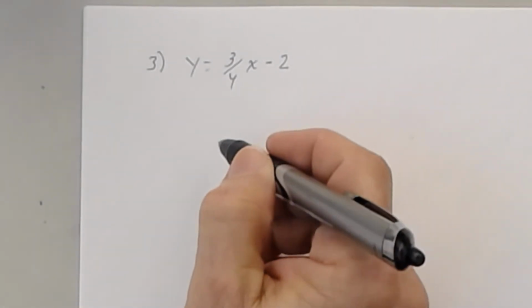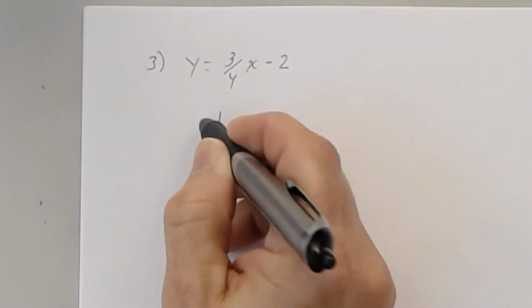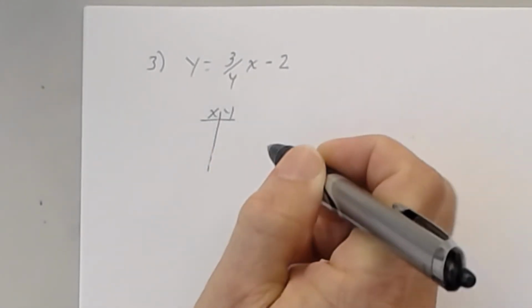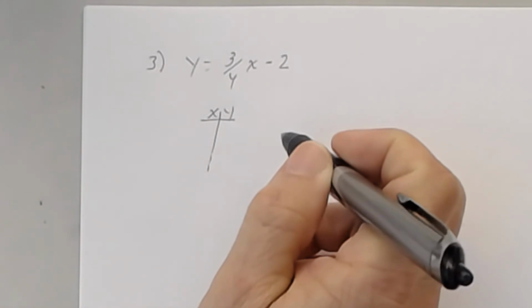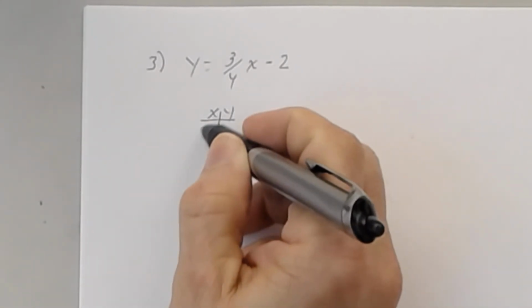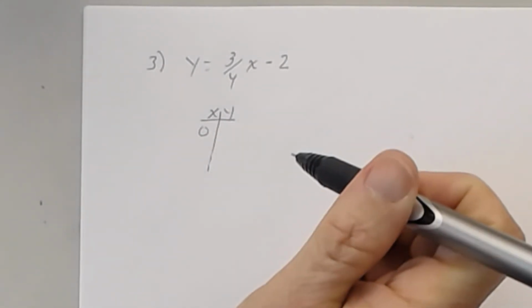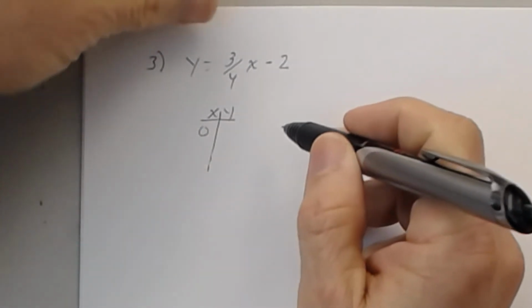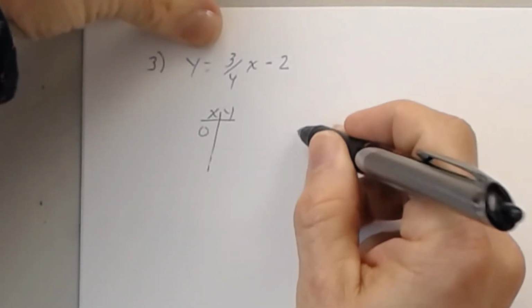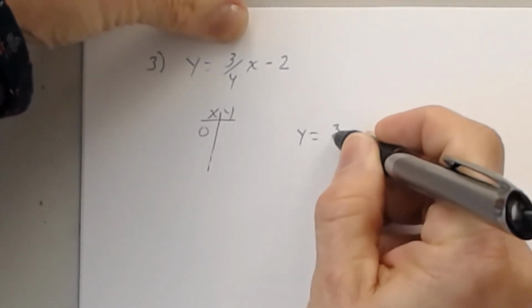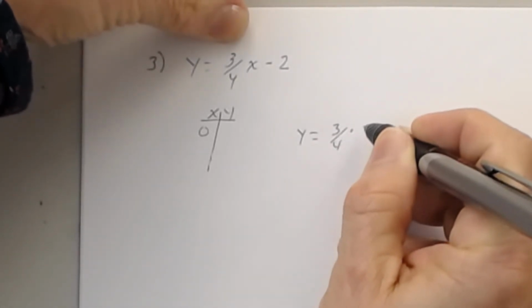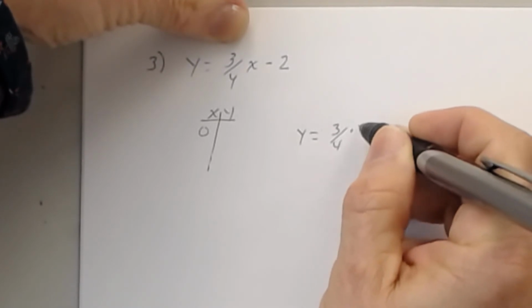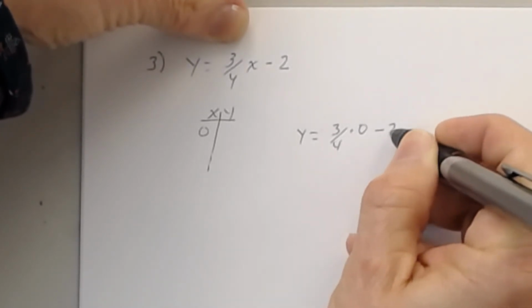So I'm going to use a t-table. And one of the numbers we always used for x was what number? 0. So 0 is always an easy one to use. So if I let x be 0, just like we did in number 2, this is what we did. We said y equals 3/4 times x. What is x? 0. Subtract 2.